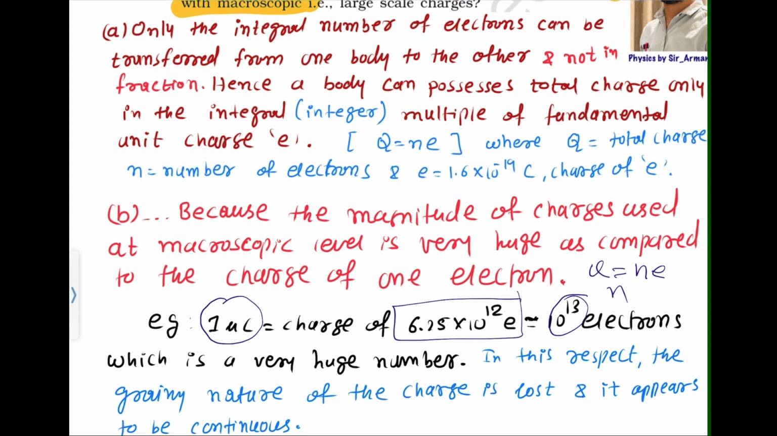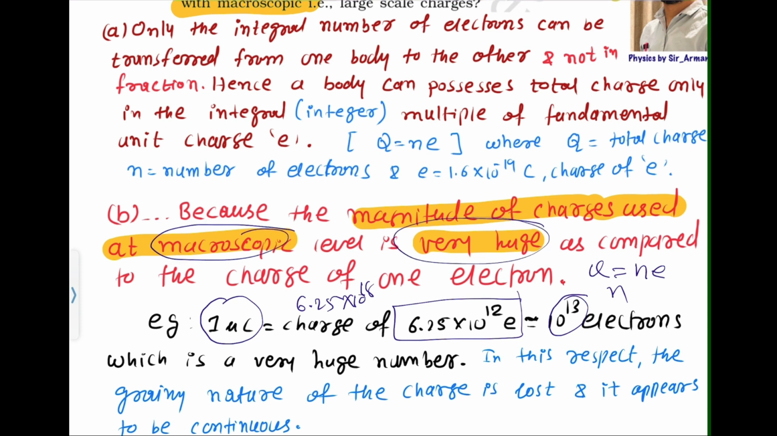So the same thing is asked here, because the magnitude of charges used at the macroscopic level, that is at a high level, at a large level, is very huge. Suppose I talk about 1 coulomb, then 1 coulomb includes 6.25 into 10 raised to 18 electrons, which is a very large number. So at this stage we can ignore it if one or two electrons are not there in this counted electrons, right? So because the magnitude of the charges used at the macroscopic level is very large as compared to the charge of 1 electron, we can ignore quantization, right?